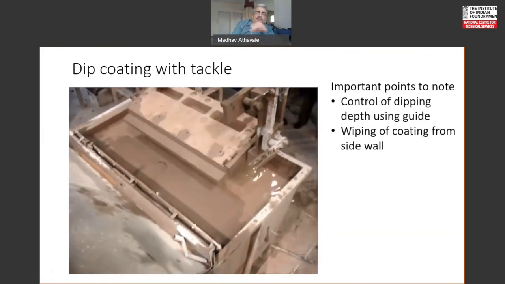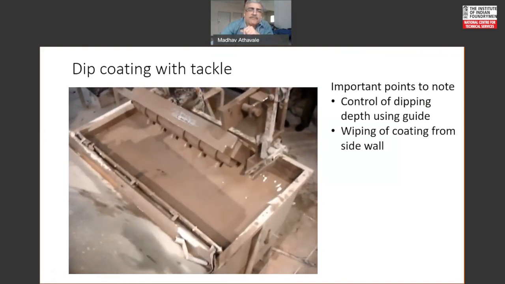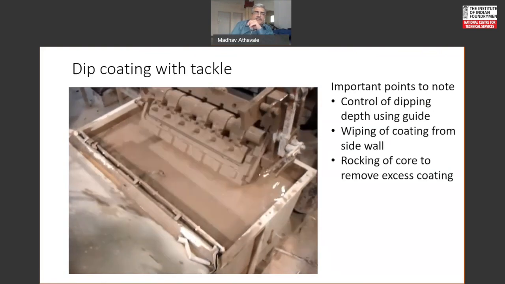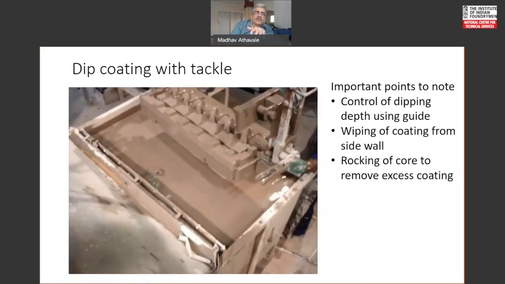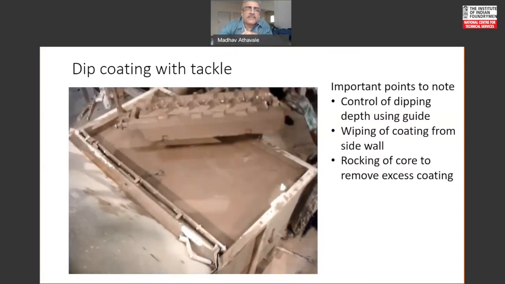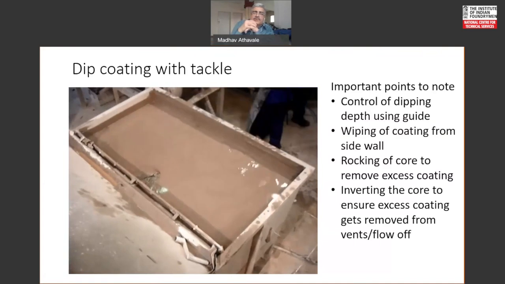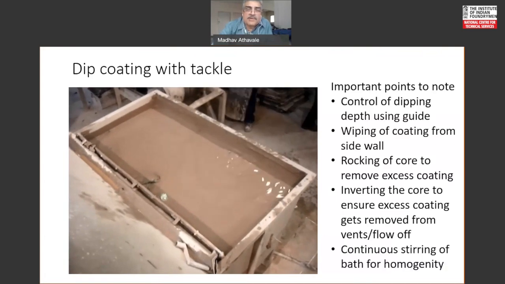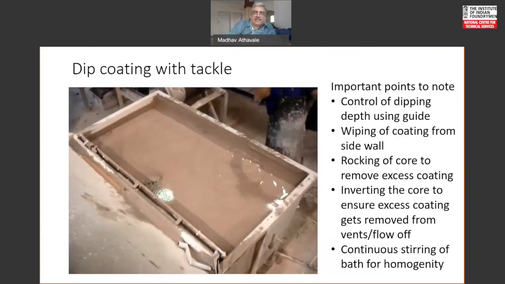Then excess coating which is coming onto the face has been wiped off. Then the core is being rocked to remove the excess coating. Inverting the core also ensures that excess coating gets removed from the vents. And in close-up, you will also notice a good stirring arrangement whereby you can see that the coating is kept in a very well mixed condition.